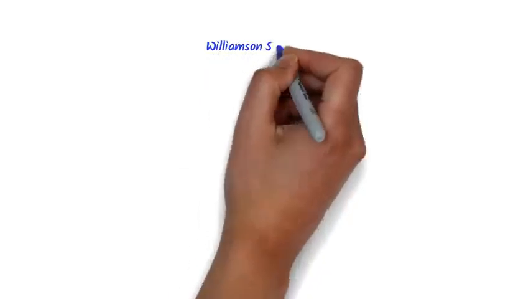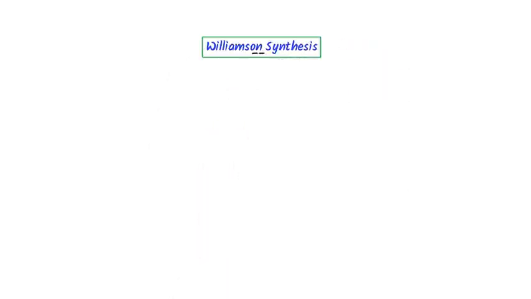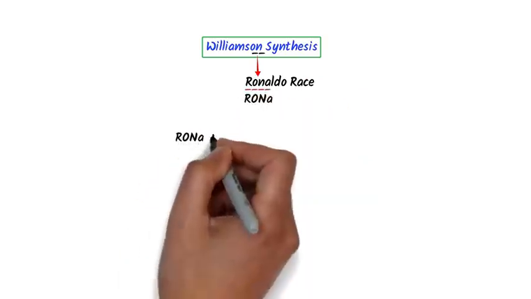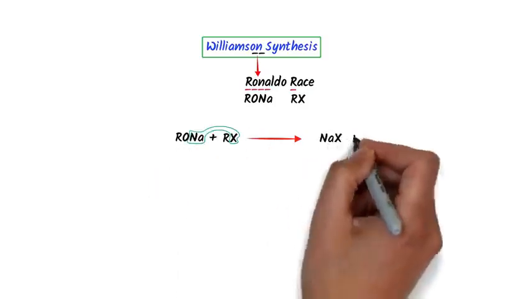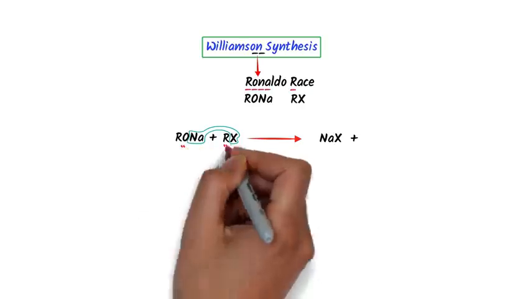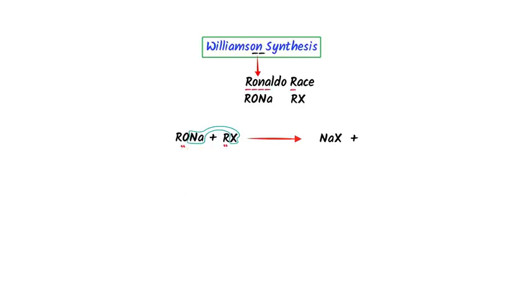Now let me teach you Williamson synthesis. This RON in Williamson reminds me of Ronaldo rays. This RONa is sodium alkoxide. This R in rays stands for RX, alkyl halide. These are the reactants of this reaction. Now sodium being positive will attack the halogen. We get sodium halide. This RO and this R combine together to form ether. So this is the Williamson synthesis reaction.